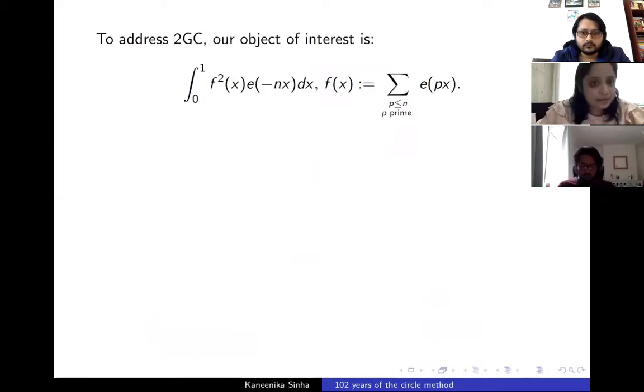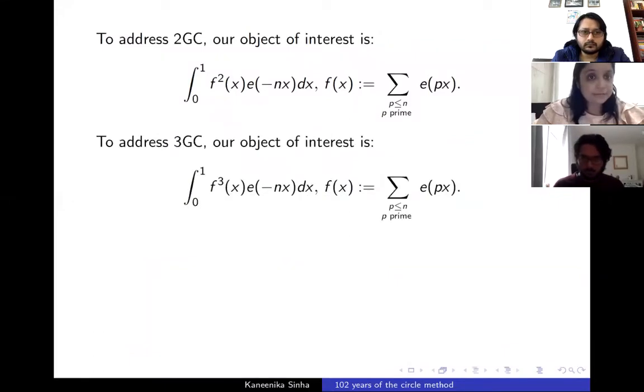So to address the binary Goldbach conjecture, to summarize again, our object of interest now becomes this integral from 0 to 1 of f square of x times e of minus nx dx, where, to remember, f of x is this exponential sum which is coming from all the primes up to n. So now we need to understand how to evaluate this integral.